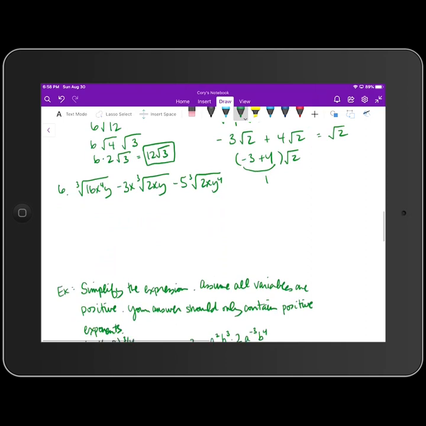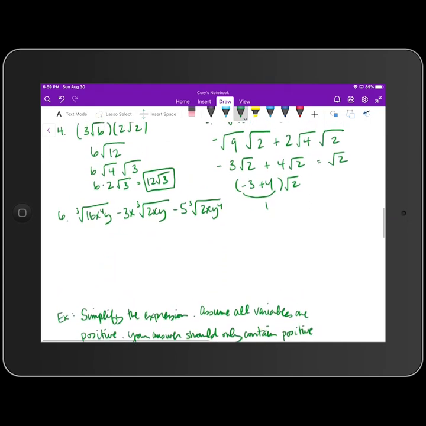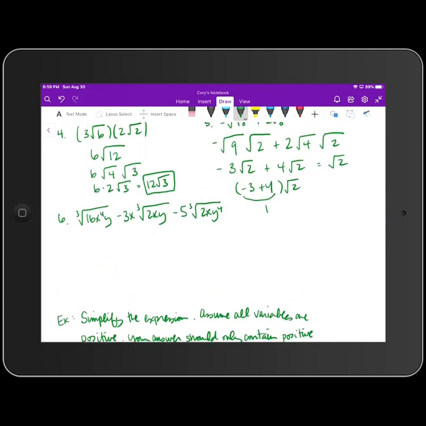All right, let's simplify the expression in number 6. So for number 6, you have the cube root of 16x to the 4th power times y minus 3x times the cube root of 2xy minus 5 times the cube root of 2xy to the 4th power. Okay, I want you guys to try that one on your own, so go ahead and pause the video when you're done with the problem, turn it back on, and we can check and see how you did.